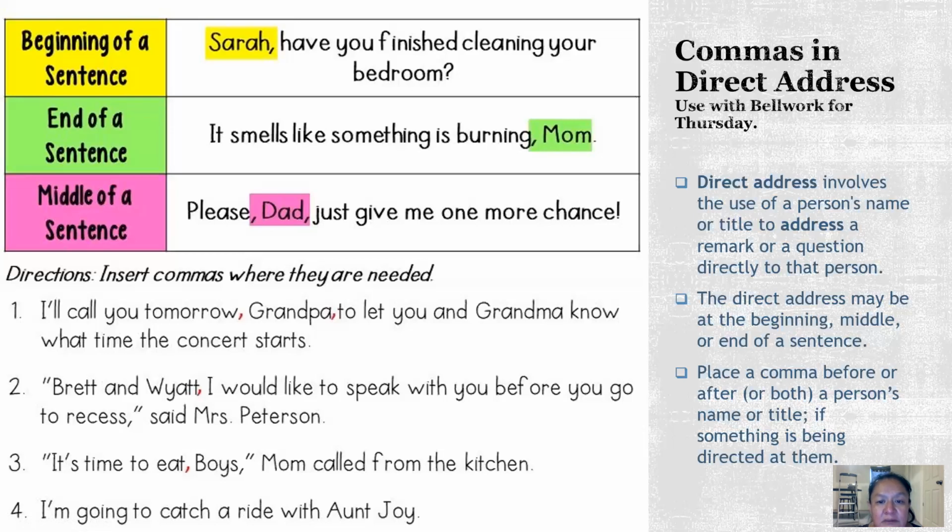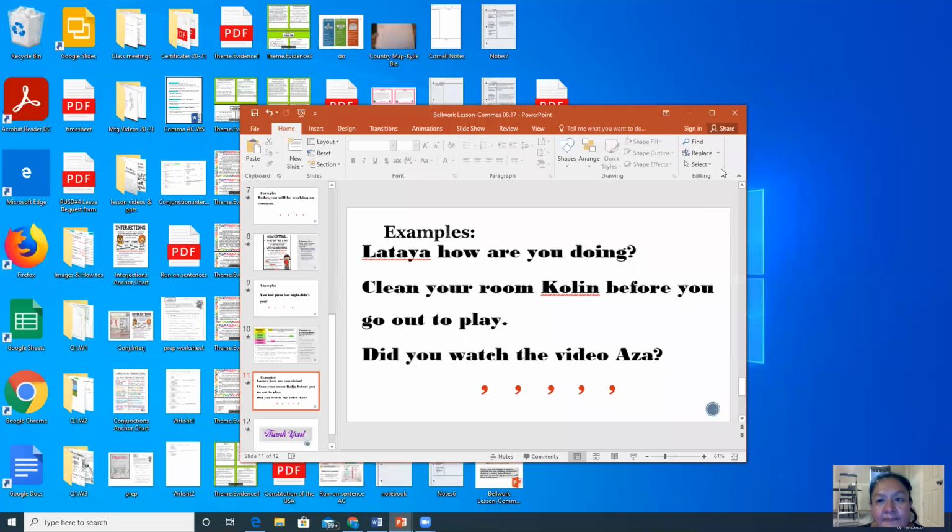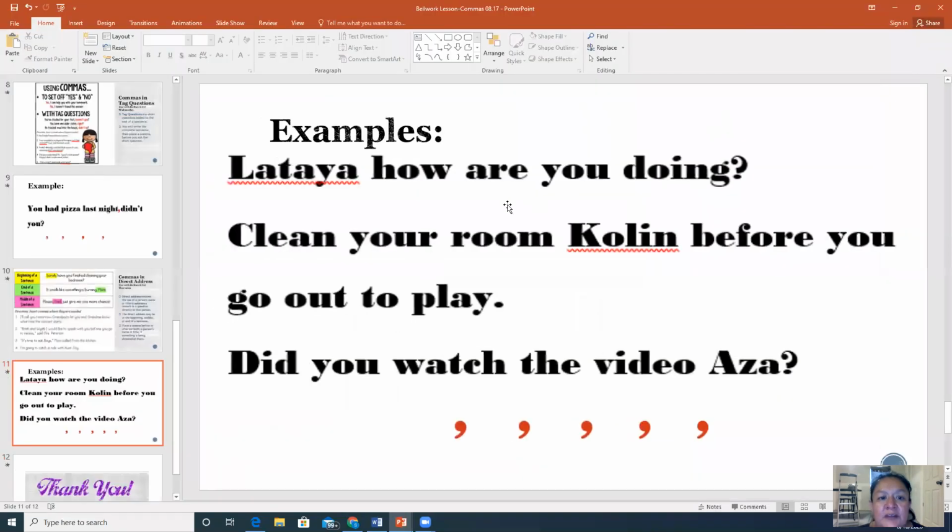So let's move on to our example. And in our example, first one, we have Lataya. How are you doing? Lataya is at the beginning, is the name of a person, and it is at the beginning of a sentence. So our comma is going to go right behind Lataya's name. You guys see that?